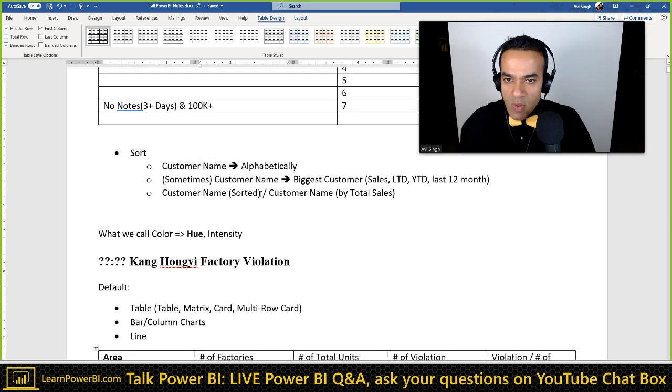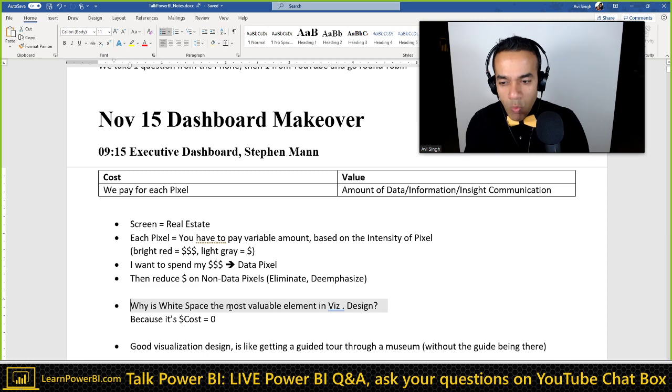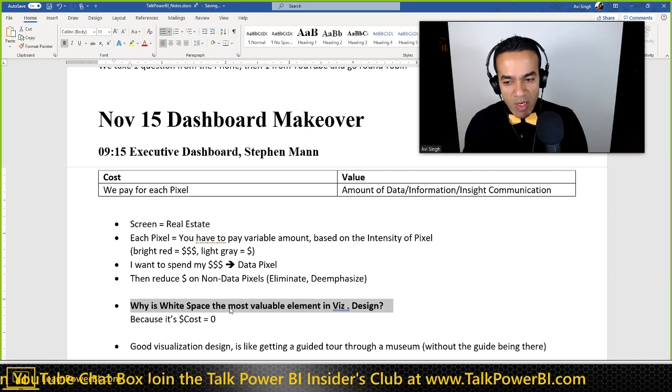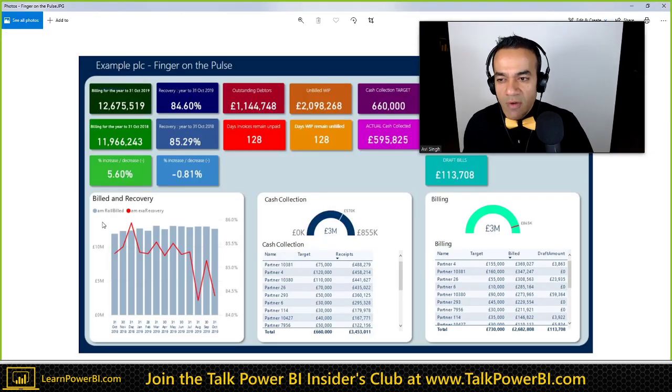So that kind of stuff. So there's a lot of stuff there. But again, white space, I keep saying it's the most valuable element, because it doesn't cost you anything, right? By the way, off-white is cool too.